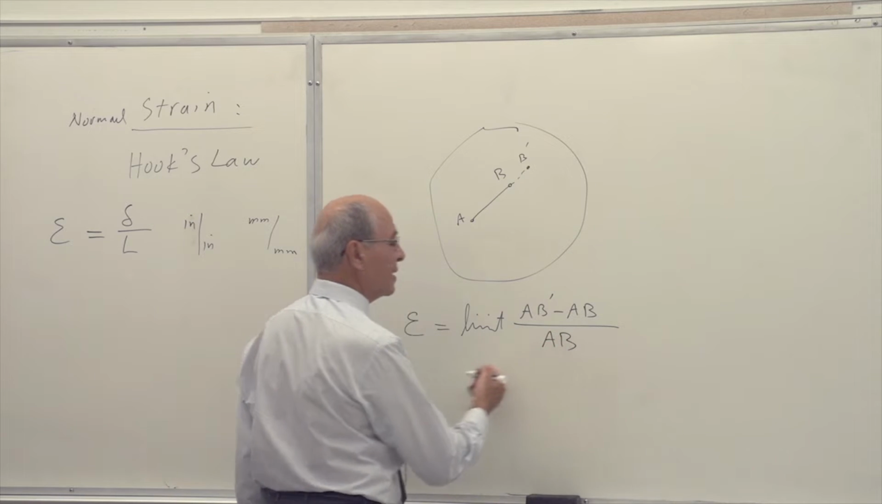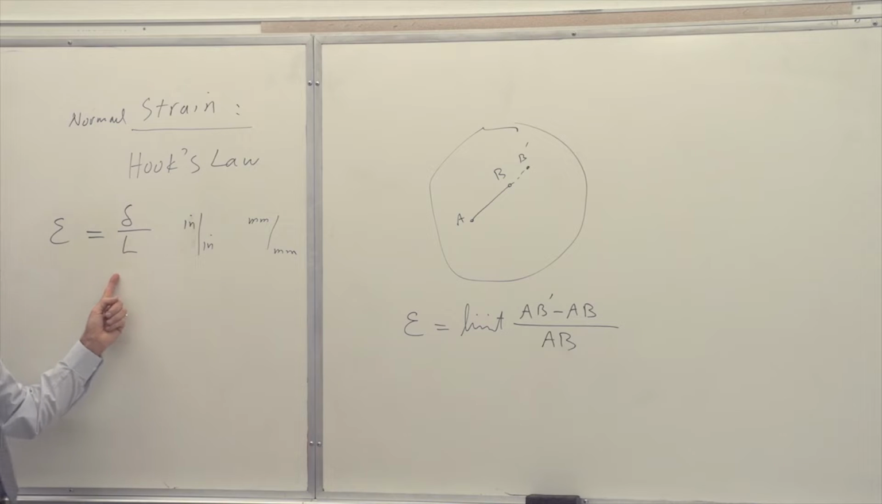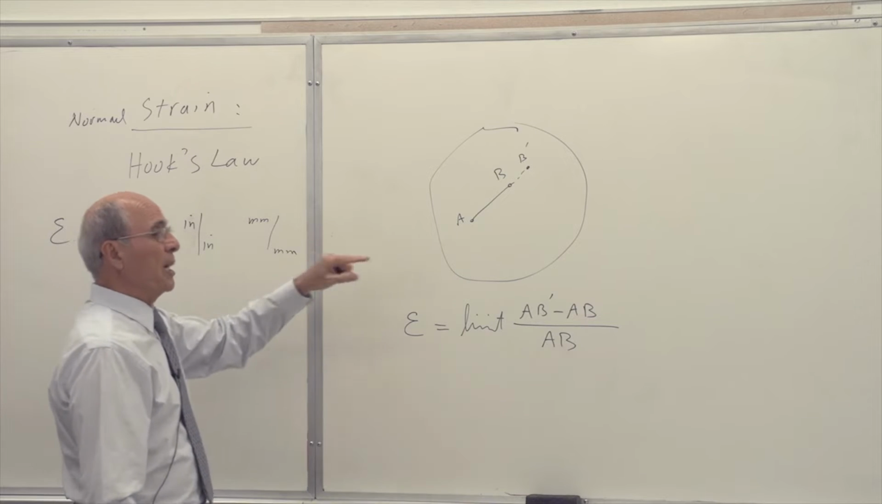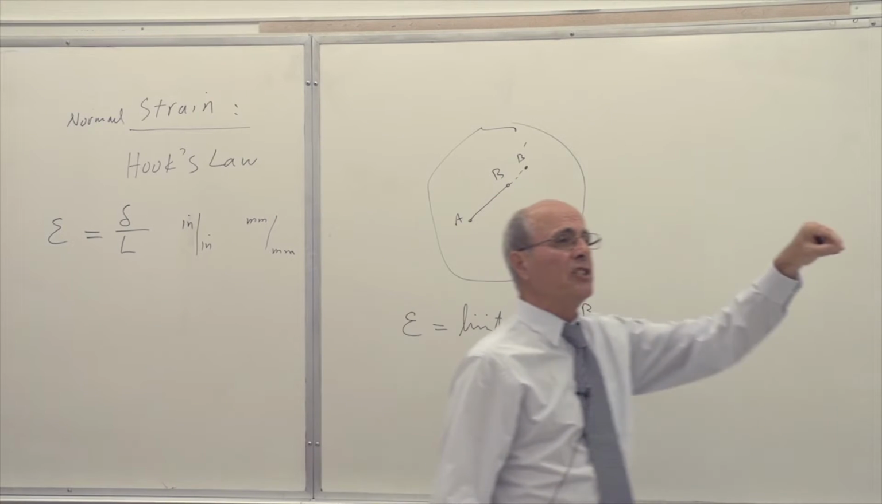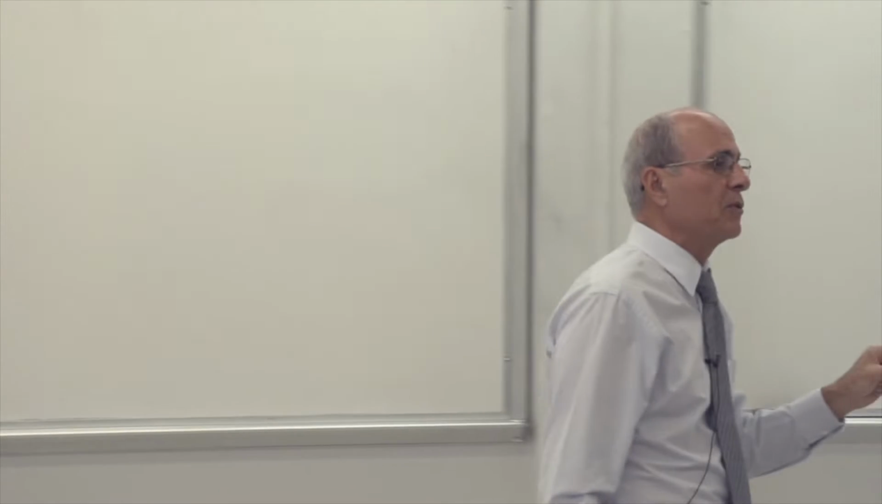So if you see that in your book, do not panic. This is the same definition I used here. Yes, delta over L. So mostly we use it that way, but that's the general one. Why? Because epsilon may change from point to point. The same thing actually can be said about sigma as well.